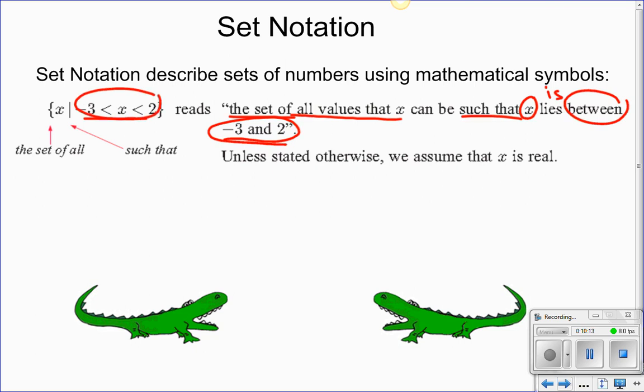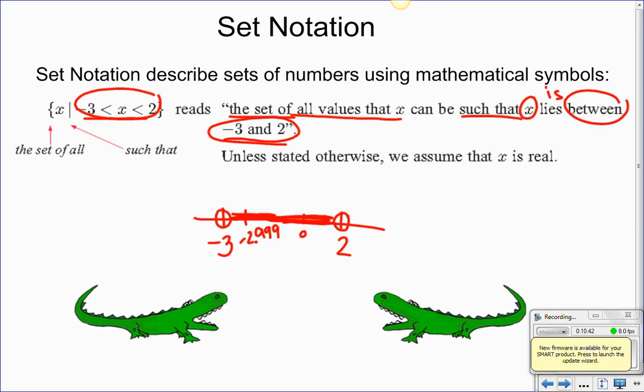Okay, so what that refers to is on a number line, if we have -3 and -2, x is somewhere between those. It doesn't include -3 and it doesn't include -2. So x is somewhere in between there. So it could be 0, it could be -2.999, okay, whatever it may be. x is somewhere between those values.